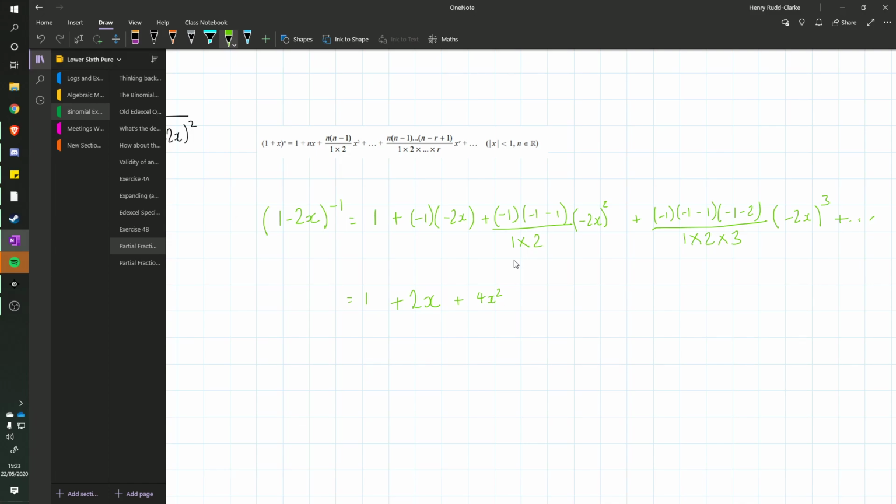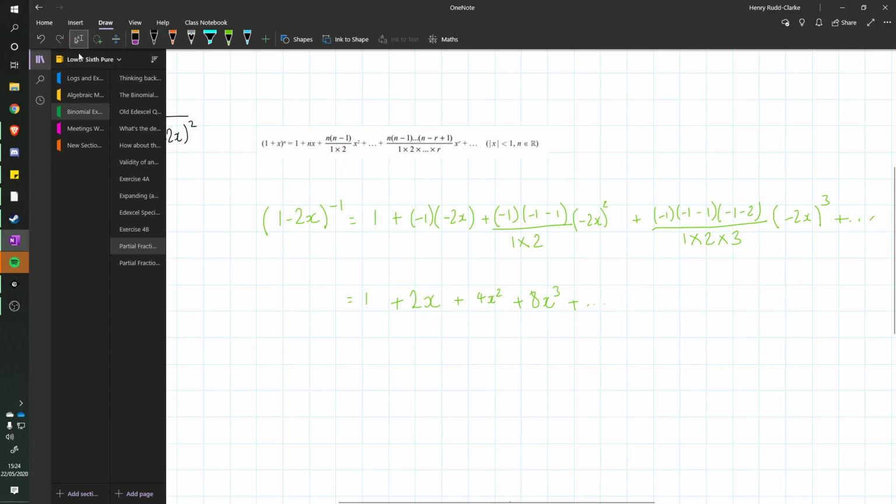This is 1 minus 1 times minus 2, so the next term, minus 1 times minus 2 times minus 3 over 1 times 2 times 3. So it's just minus over plus, but it's the same numerical value. So it's just going to be minus 1, but it's actually going to end up being plus 8x cubed plus dot dot dot. Okay, so that's our first bracket.